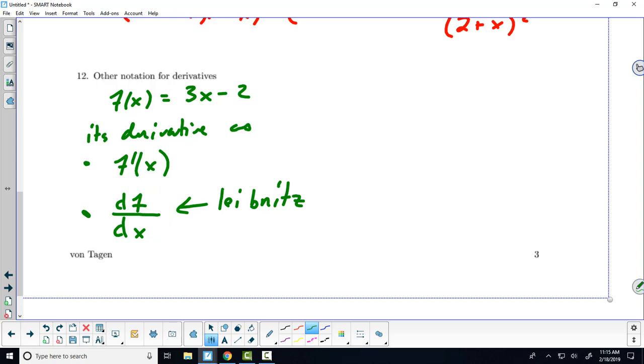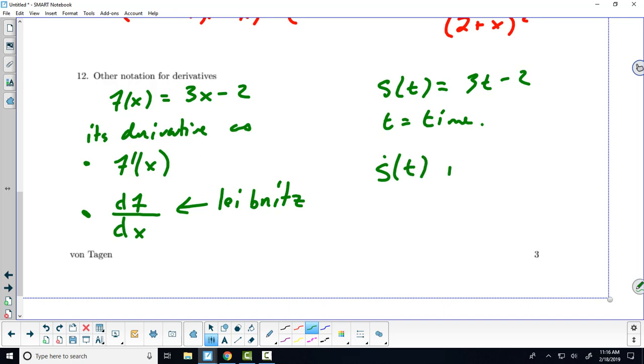There's one other notation. If I give you s of t is equal to 3t minus 2, here t is sort of understood to stand for time. Then especially in a physics class, you might see s dot of t is the derivative. This dot notation is due to Sir Isaac Newton, and it's fallen by the wayside.